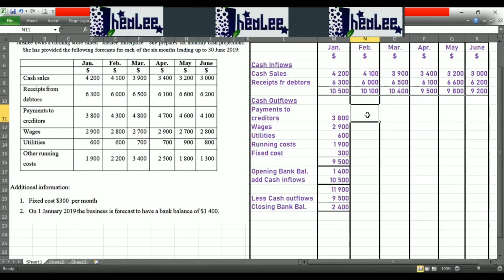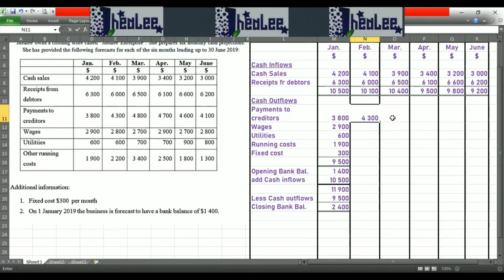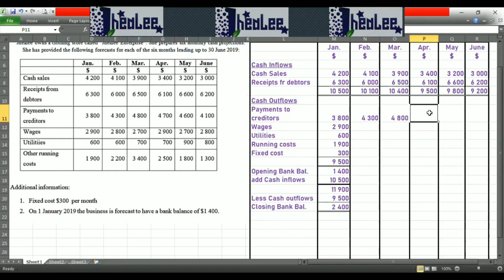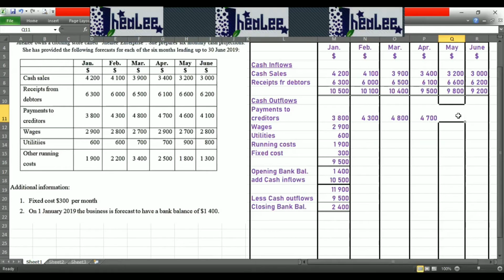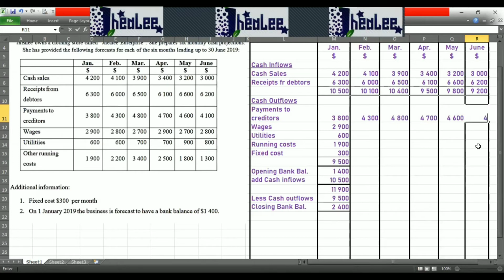Okay, so now that we have our total inflows, we can just put in our outflows, and we begin with the payments to creditors, and we're starting with February. Remember, we did January already, so we'll pick up the 4,300 for February. For March, that is 4,800. For April, 4,700. For May, 4,600. And for June, that's 4,100.